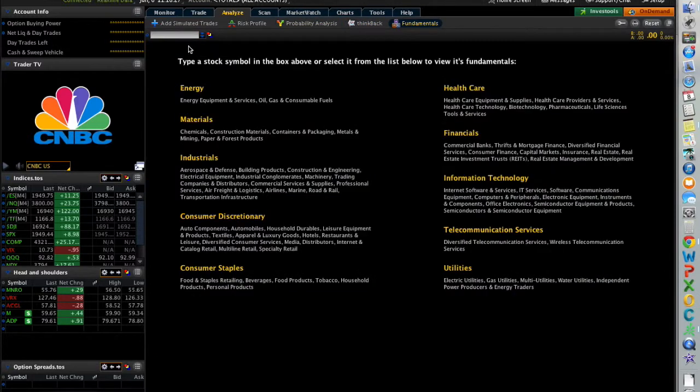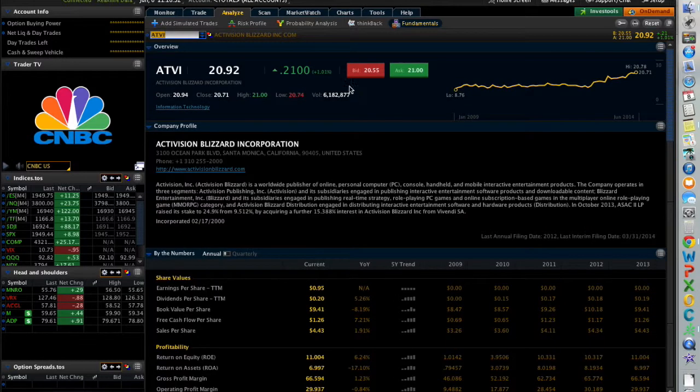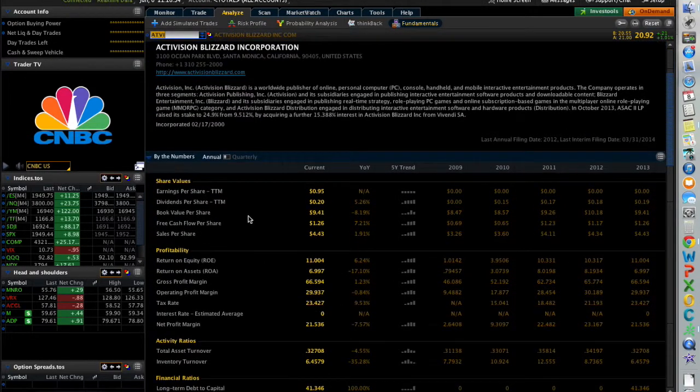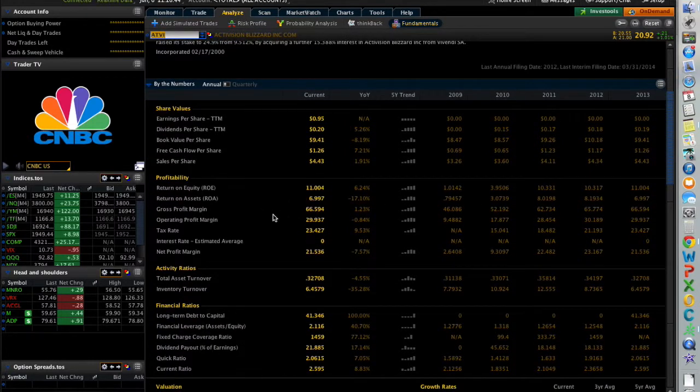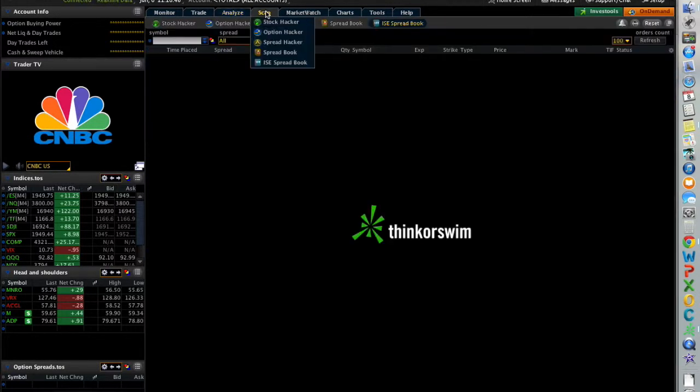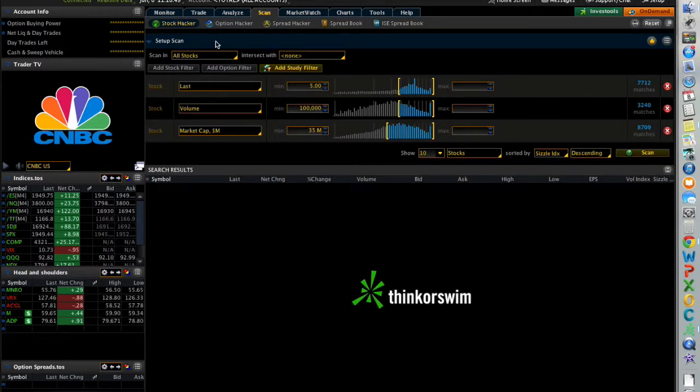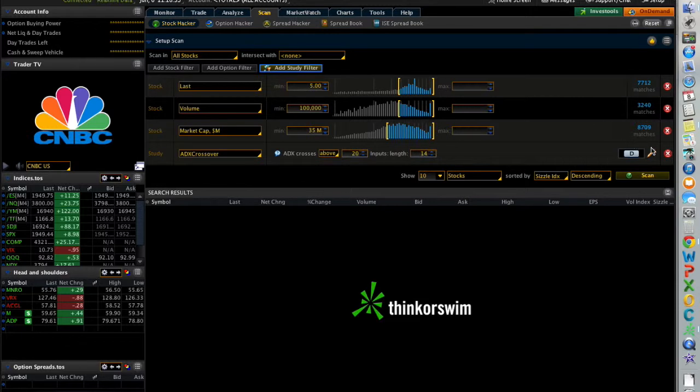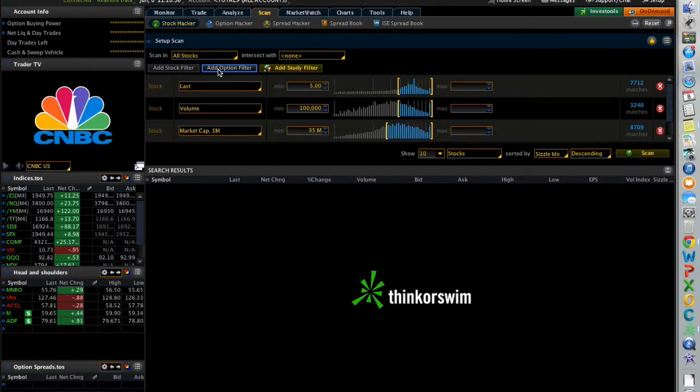Fundamentals. Find the fundamentals of your stock. Let's do Activision again. You'll get all your company info, your earnings per share, the trend, 2009. You get all your information, profitability. Scan. Got your stock hacker. This is just a basic stock scanner. You can apply study filters. You can apply an option filter. But I don't really use this. I use FinViz. I like that screener much better.